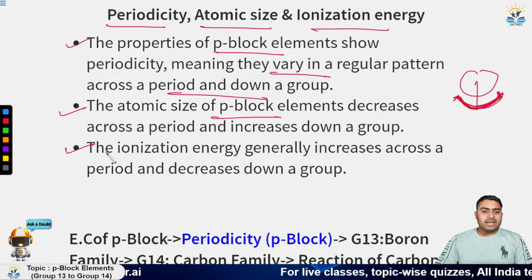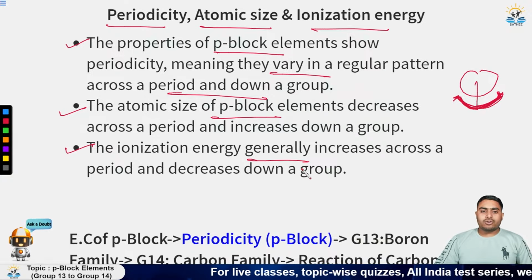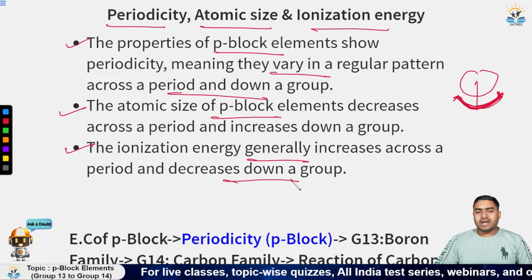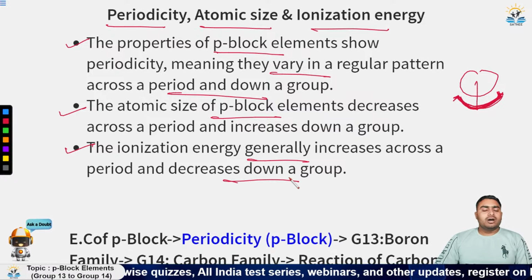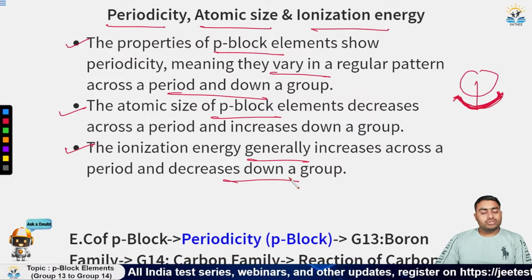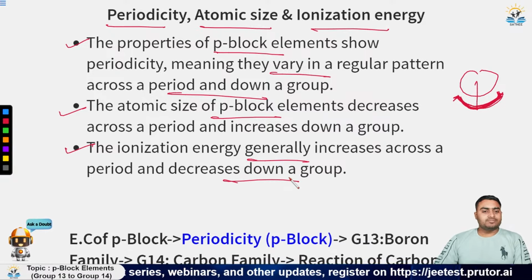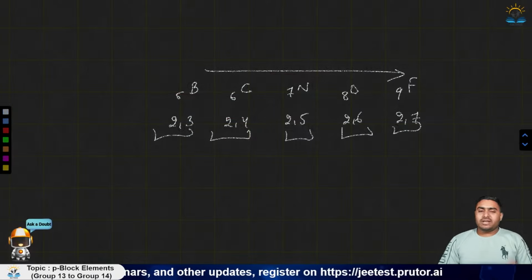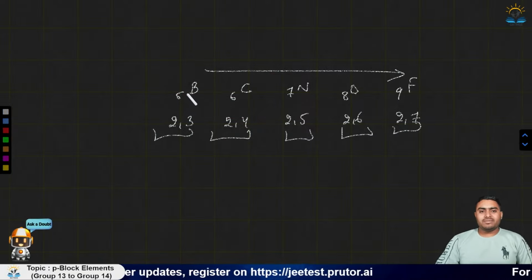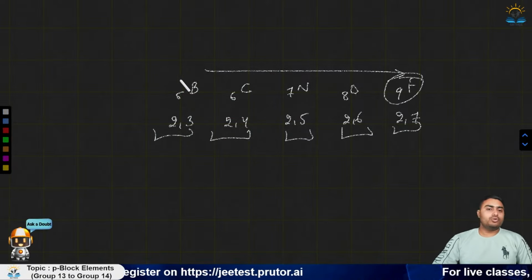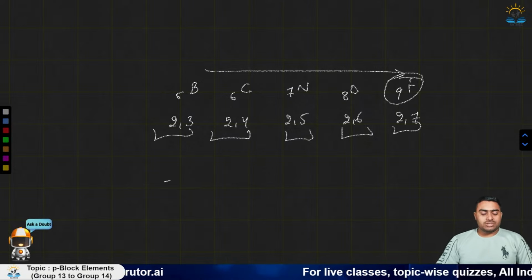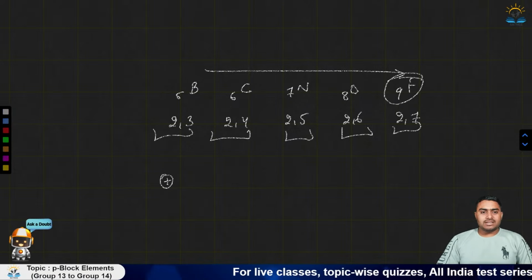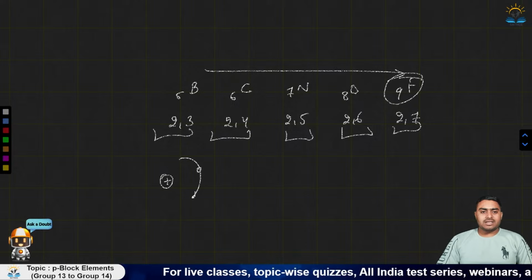The ionization energy generally increases across a period and decreases down a group. Ionization energy is the amount of energy required to remove an electron from the outermost shell of an isolated gaseous atom. So suppose we want to remove an electron, and you know very well fluorine size is less as compared to boron. So that means the outermost electron, suppose this is the boron nucleus, and this is the last shell of boron, and this is the electron of boron.